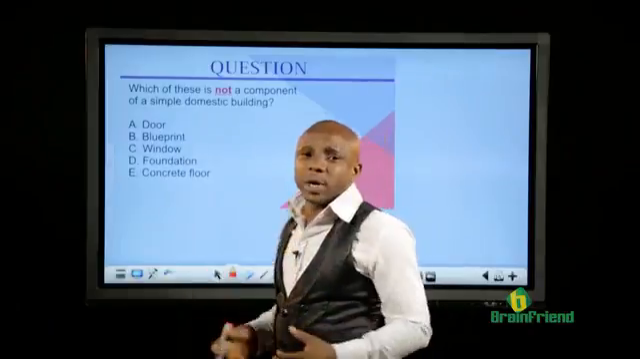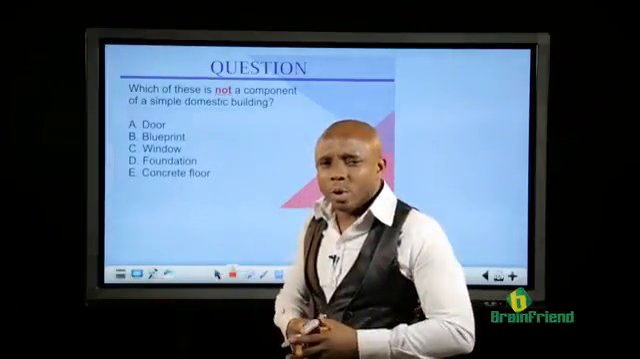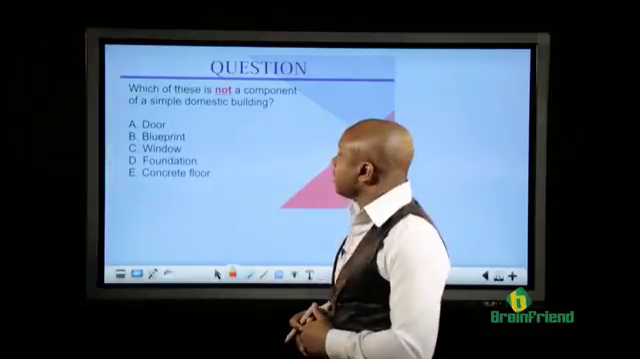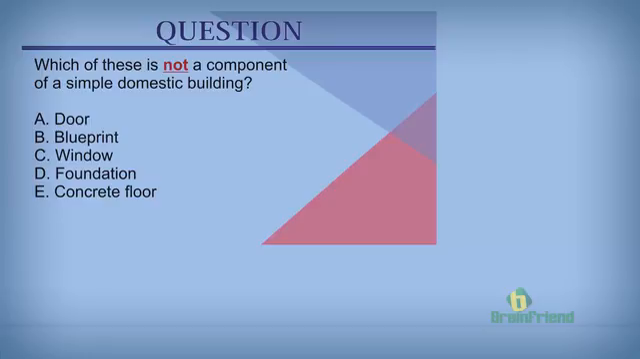Now, let's see if we can answer this simple question. The question is, which of these is not a component of a simple domestic building? I'll take it again. Which of these is not a component of a simple domestic building? We have options: A, door; B, blueprint; C, window; D, foundation; and then E, concrete floor. Let's take a minute to see if you can answer this simple question.